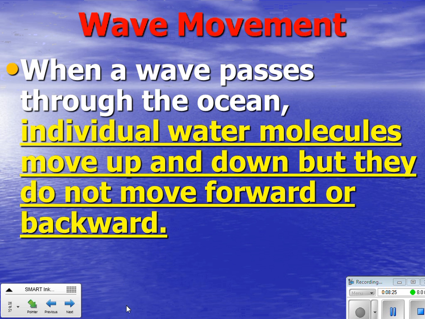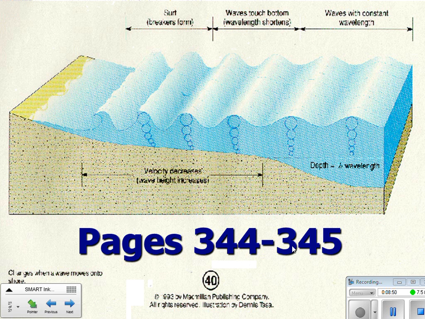Wave movement. When a wave passes through the ocean, individual water molecules move up and down, but they do not move forward or backward. So you have to sort of think about it as a big body of water, and it's the wave that moves through, not the water. The water stays still, but the wave is what comes through the water. So if you take a look at this page, here's the wave, and it shows you what actually happens to the wave as it moves through. But it's moving through the water. It isn't moving the water.